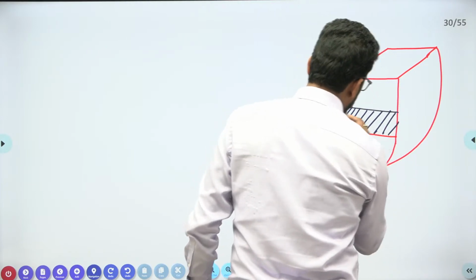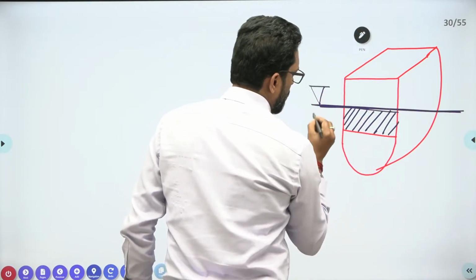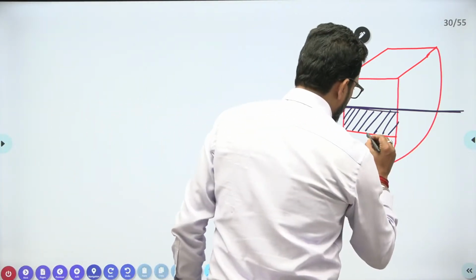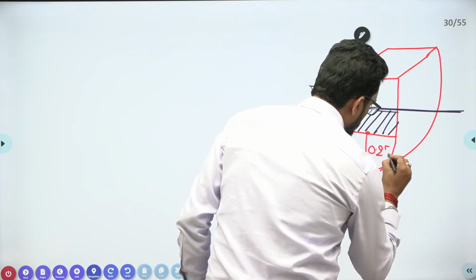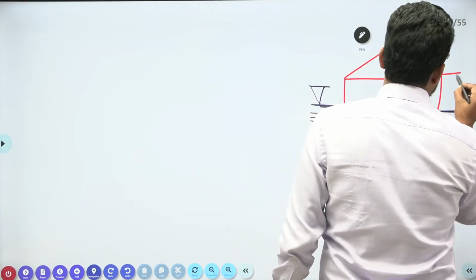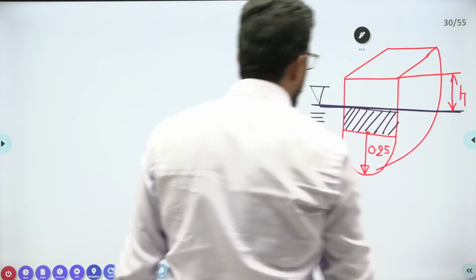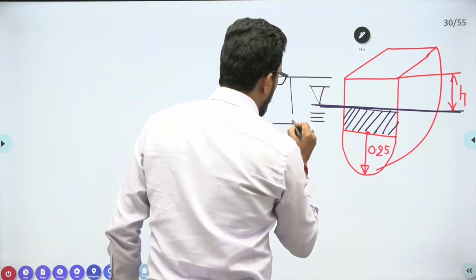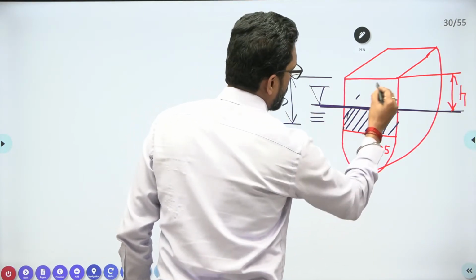That means this is your free surface. Okay, beta? And this is your 0.25, right? How much is this above? This is your height h, you can calculate it. Okay beta, and this is also your 0.25, because this is approximately a semicircle.